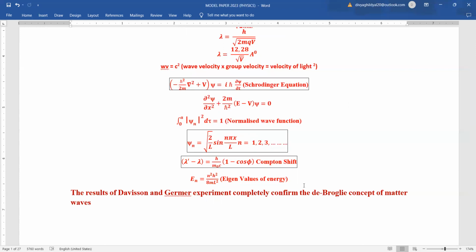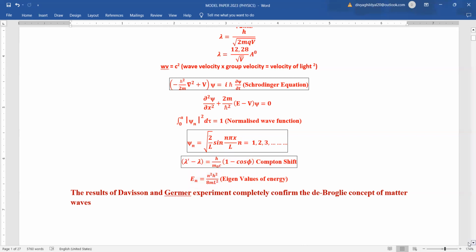The normalized form of wave function, that is the condition for it to be acceptable, is that mod of wave function square should be equal to 1. And for particle in one-dimensional well, the wave function is given by under root 2 upon L sine n pi x by L, where n is 1, 2, 3, etc. Compton shift is given by del lambda is equal to h upon m naught c into 1 minus cos phi, where h upon m naught c is also known as Compton wavelength. The eigenvalues of energy are En is equal to n square h square upon 8mL square.